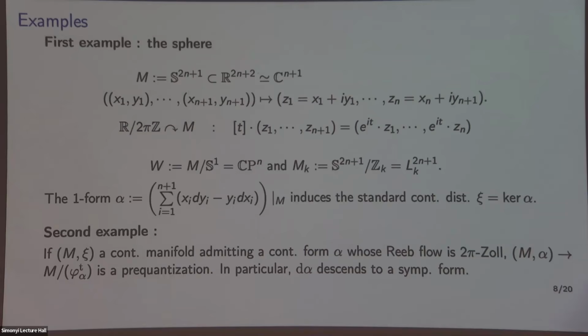Okay, so second example. Maybe I go a bit quick. If you take any contact manifold that admits a contact form whose Reeb flow is 2 pi Zoll, what I mean by 2 pi Zoll is that the Reeb flow is periodic of minimal period 2 pi, and each point has orbit equal to 2 pi. So the orbit of any point is the same, equal to 2 pi. Then if you quotient M by this Reeb flow, you get a prequantization.